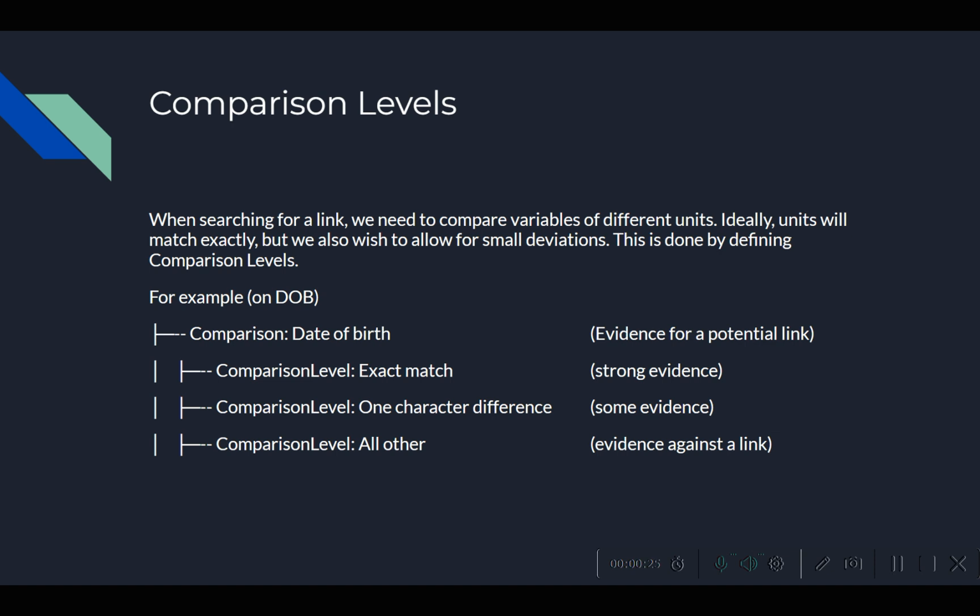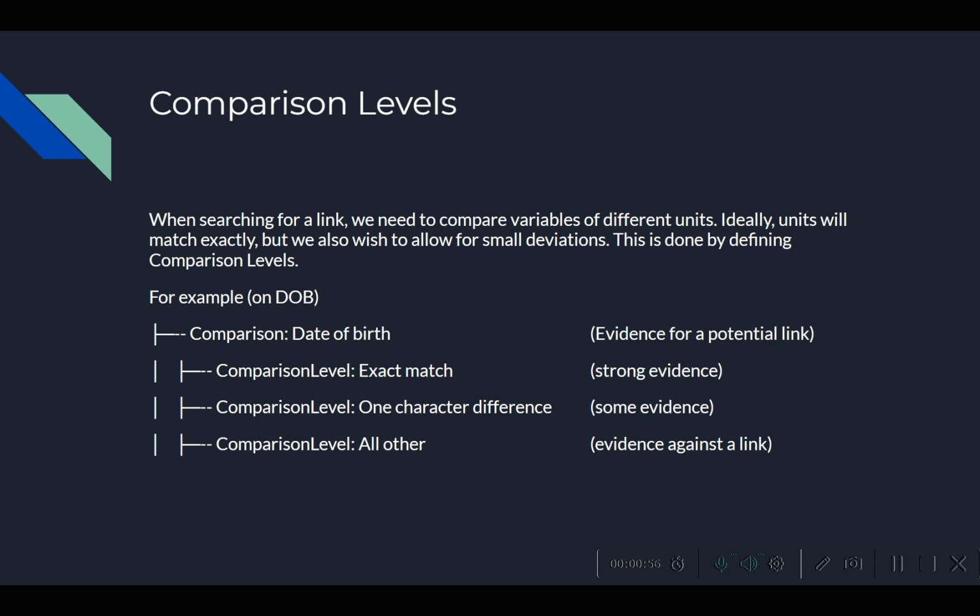When searching for a link, we always have to compare variables of different units. Ideally, we'll find exact matches in the variables, but we'll also allow for some small deviations. We do this by defining comparison levels. So for example, on date of birth, we have 3 comparison levels set in this particular example.